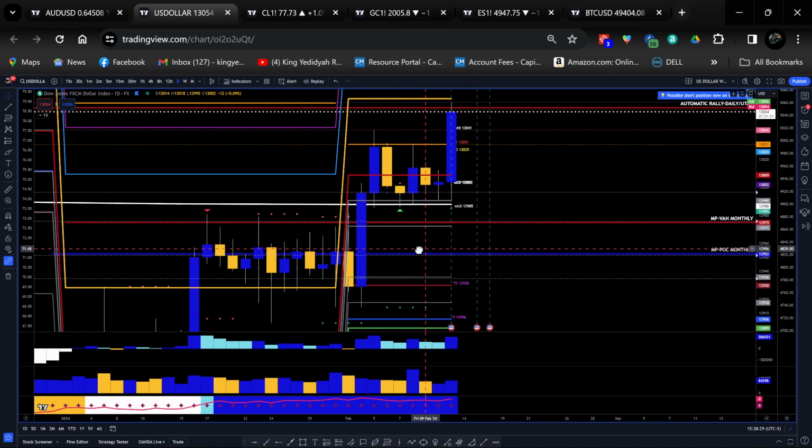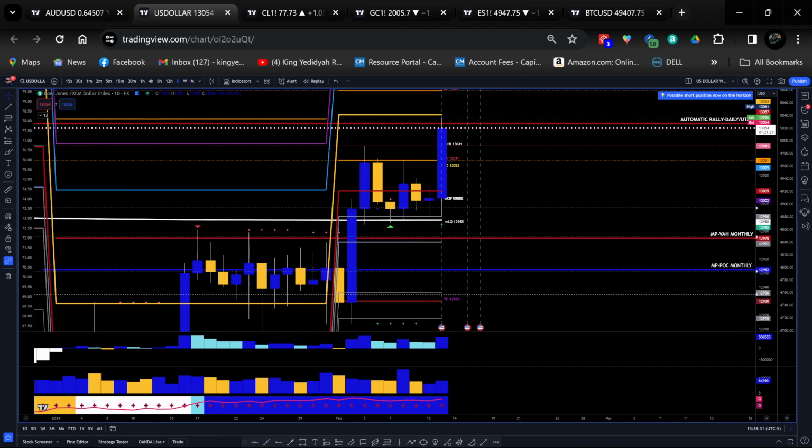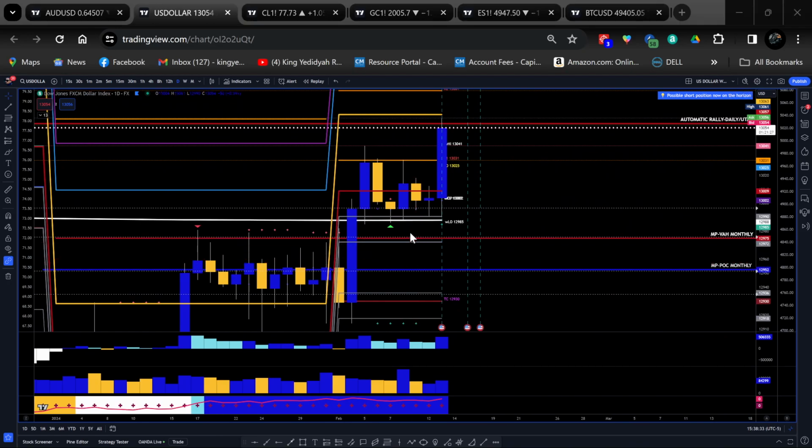I was looking at this doji candle here, and this red line is Camarilla R4 on the monthly, right? So I was basically looking at it like it's between Camarilla R4. We peaked above it, and we're holding above the anchored VWAP, right?